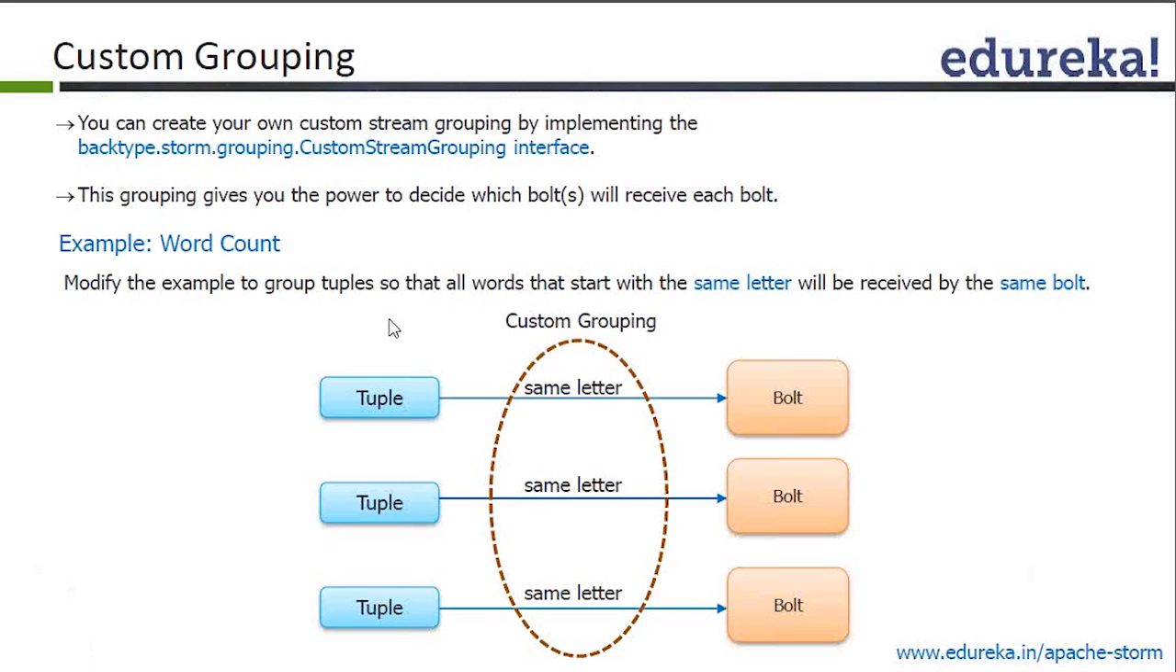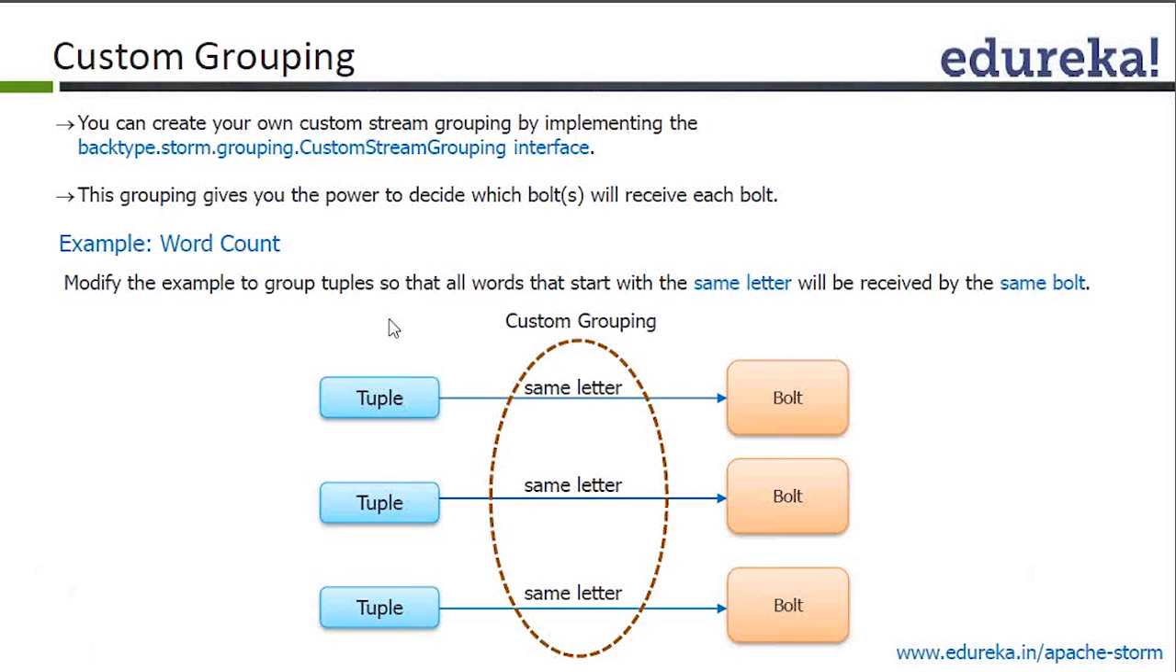I was discussing with Vishnu just some time back one example: all the words which are starting with the same letter would go to the same bolt. We have actually implemented the very same thing using custom grouping. This kind of grouping gives you the power to decide which bolt is going to receive which tuples. It is different from direct grouping, because in direct grouping it was a simple modulo, but if that is not helping you, then custom grouping is where you can apply whatever logic you want, and based on that decide which data should go to which bolt.